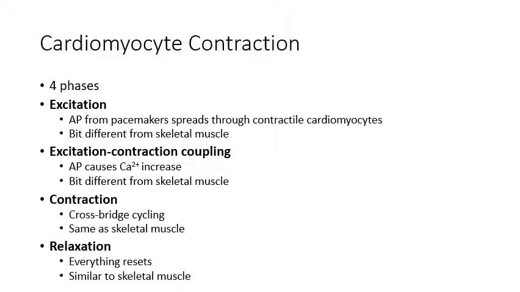Then in the contraction phase, your myofibrils are going to begin cross-bridge cycling, and that happens just exactly the same as the way it happens with skeletal muscle. Whenever calcium levels inside the cell become high enough, then the myofibrils will begin cross-bridge cycling. Actin-active sites will be revealed, it'll bind with myosin, and you'll have cross-bridge cycling occurring.